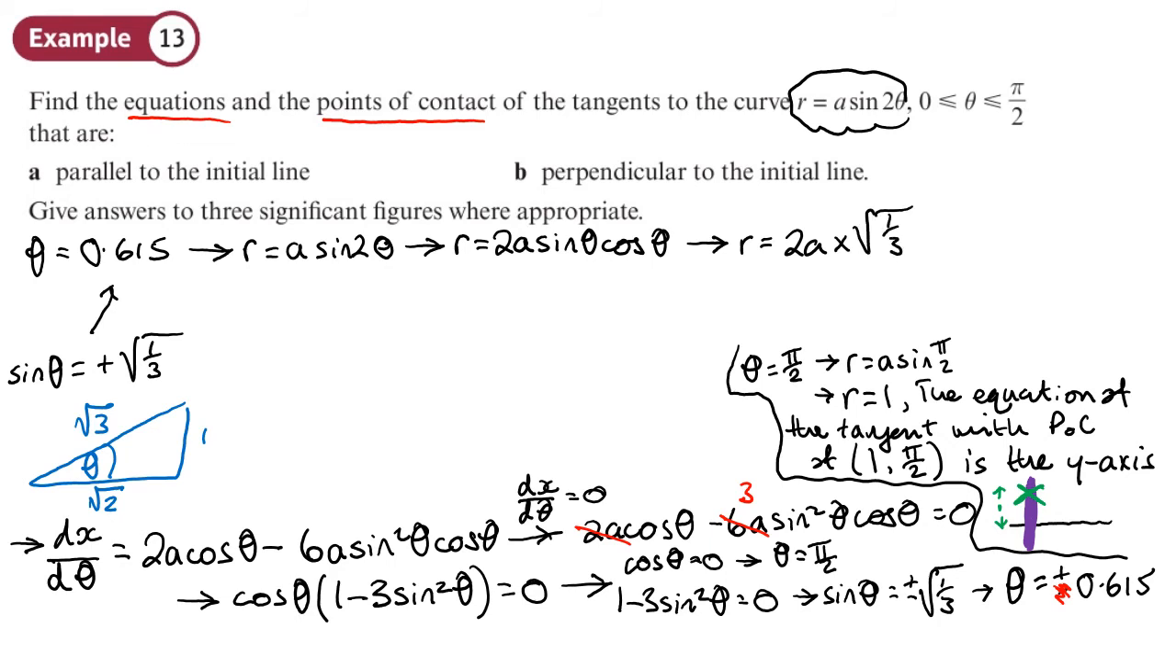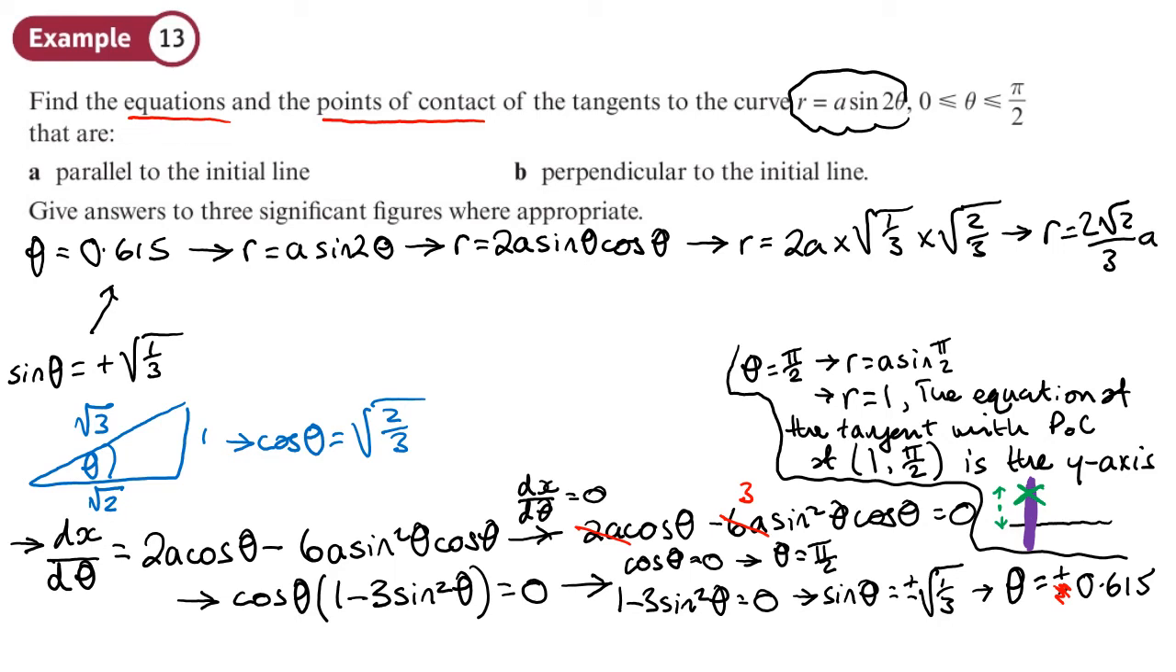And what was cos theta? Well, we can get cos theta from this diagram down here. Cos theta, it's going to be the adjacent over the hypotenuse, so basically root 2/3, or root 2 over root 3. So plugging that into here, we'll get an exact value for r, and that gives 2 root 2 over 3 a.